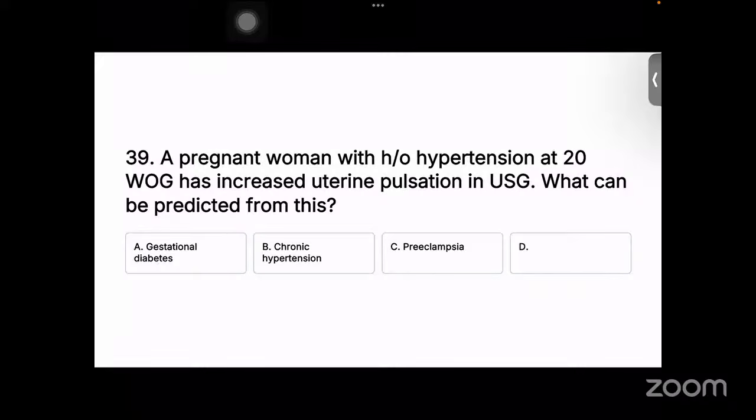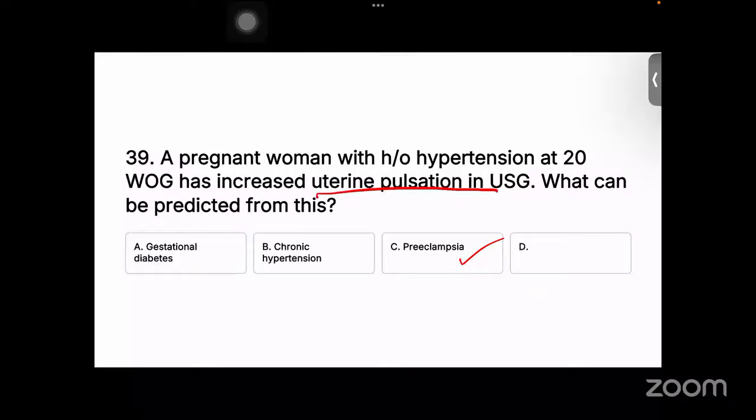But here comes the clue, uterine pulsation in the USG. That is the abnormal uterine artery Doppler, high pulsatility index, persistent notching in the uterine artery Doppler, which you will expect to see in a preeclampsia patient. So all three can be expected, but the clues narrow it down to preeclampsia.